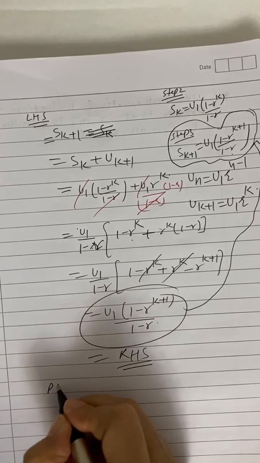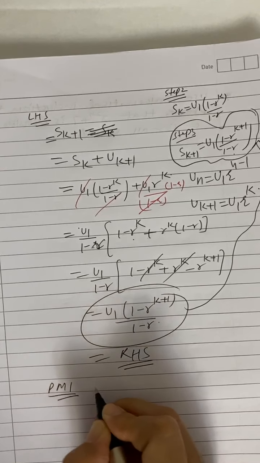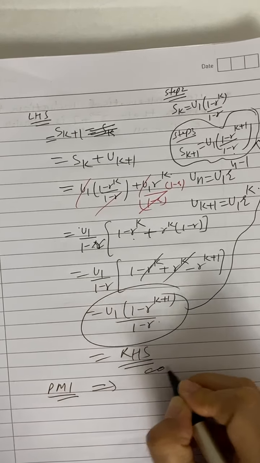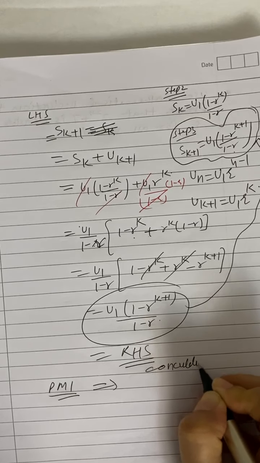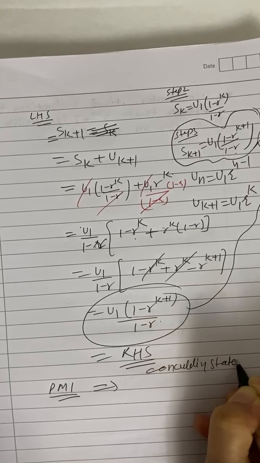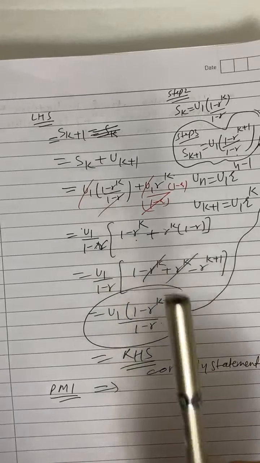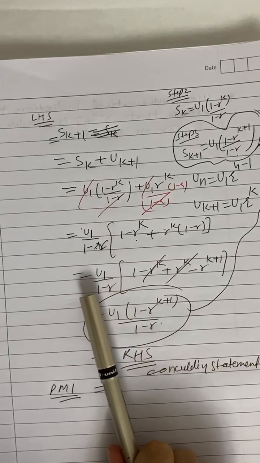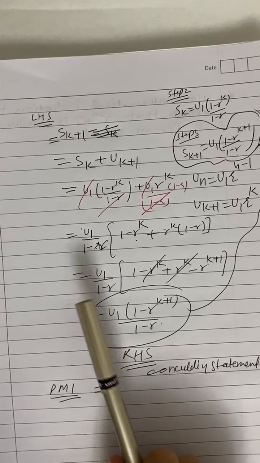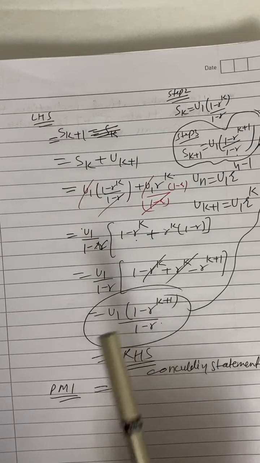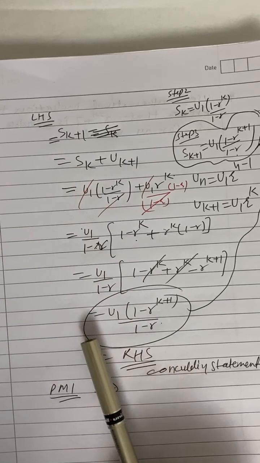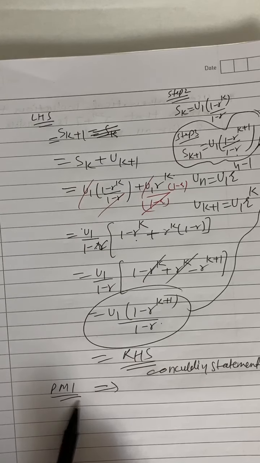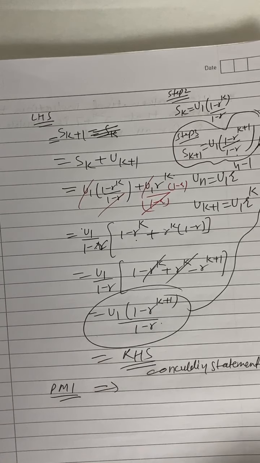And now you need to say, by principle of mathematical induction, concluding statement, important here, concluding statement: we showed that it's true for n equal to 1. And by assuming that it was true for some n equal to k, we proved it is true for n equal to k plus 1. So using principle of mathematical induction, it is true for all n.